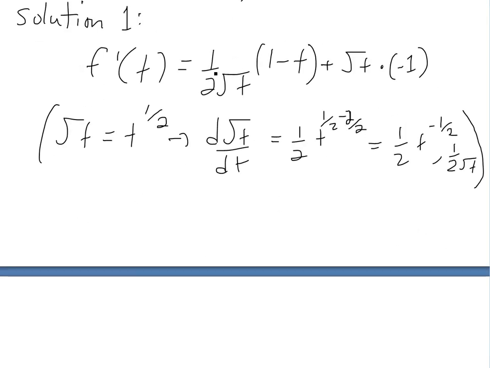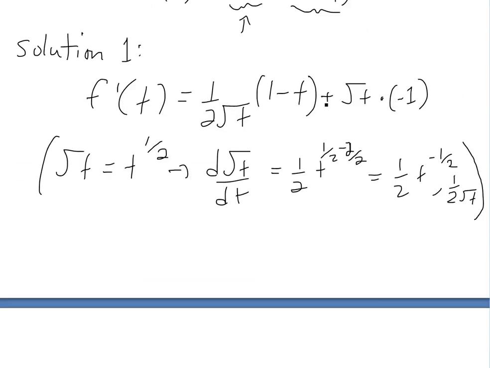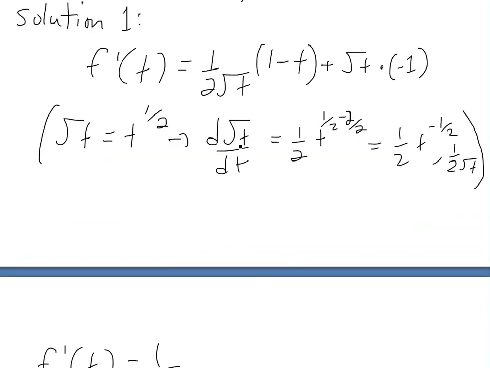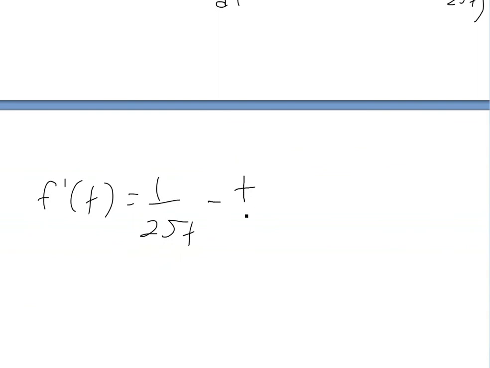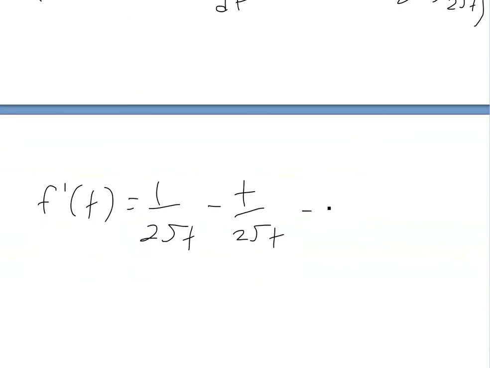Now we can multiply these out to simplify further. We're left with f prime of t equal to 1 over 2 square root of t multiplied by 1, and then the negative t, so minus t over 2 square root t, and then minus square root of t. Now we can simplify this a bit further, and this t here is going to be a 2 over 2.